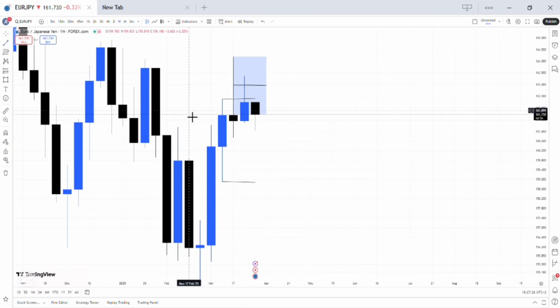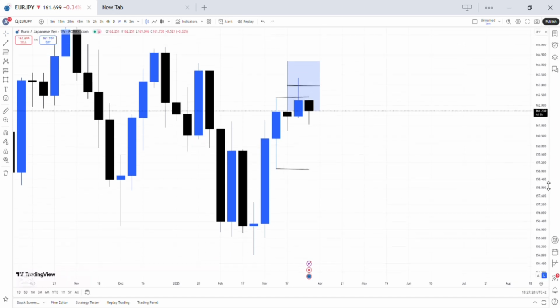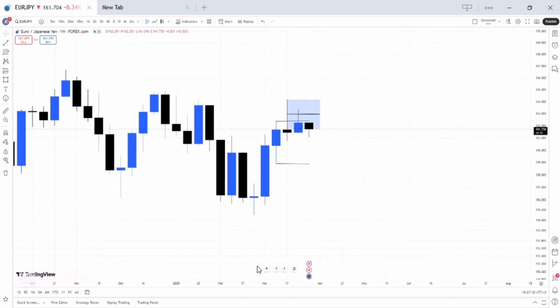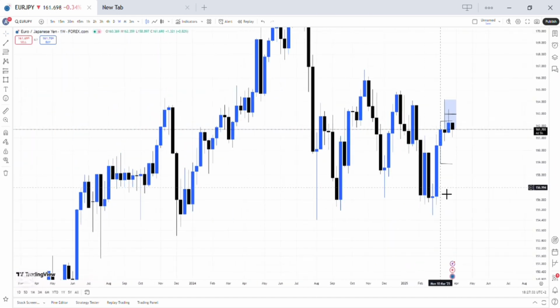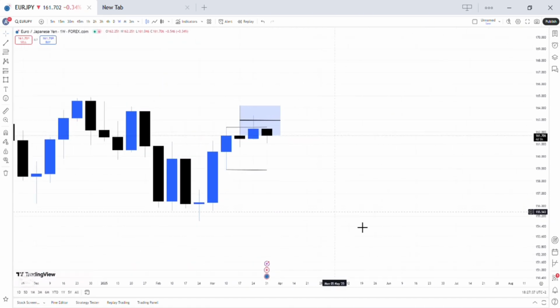Remember, you also add your fundamental news. You make sure it's also following the trend. As you can see, the trend is likely bearish. So you don't just trade CRT without a proper analysis.